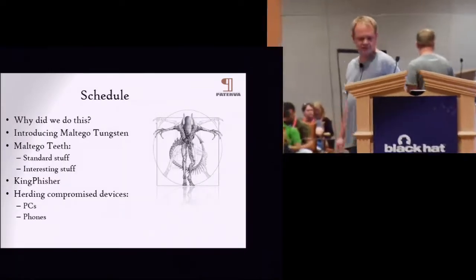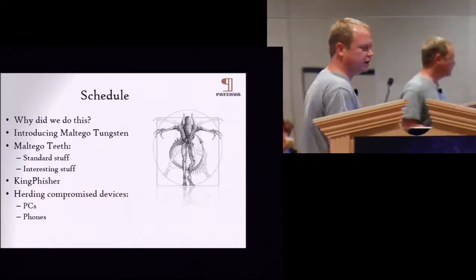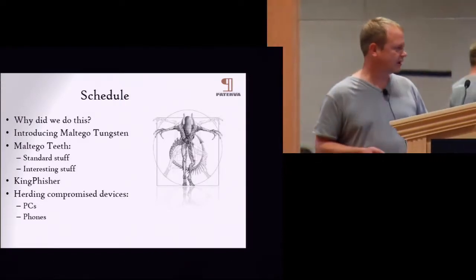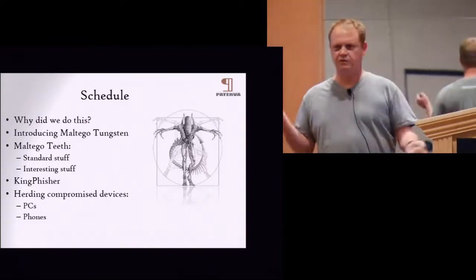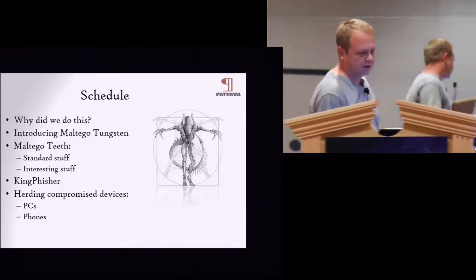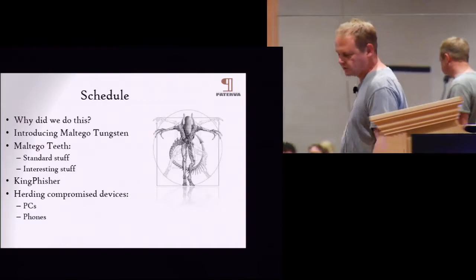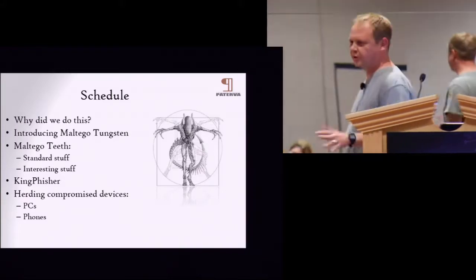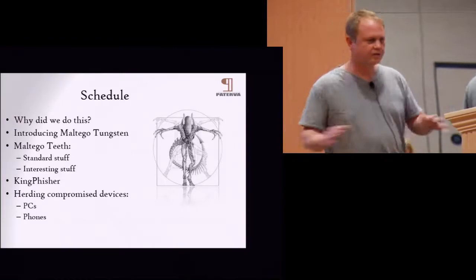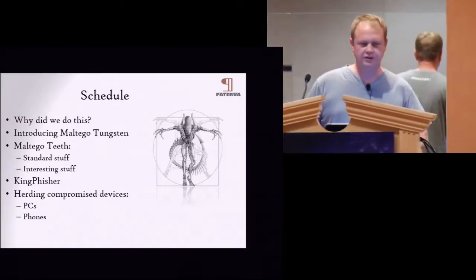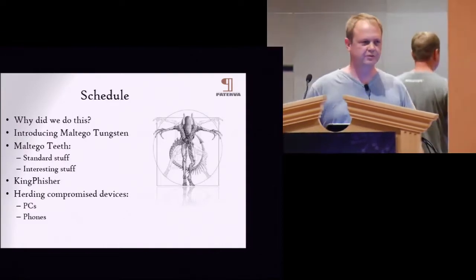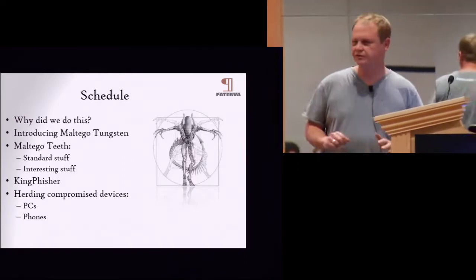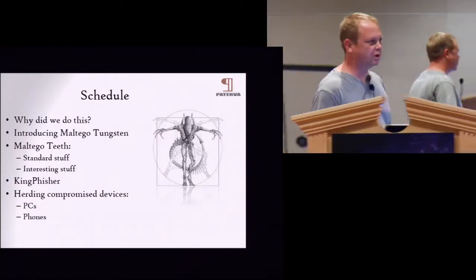Like I said, we've got a lot of stuff. This is the schedule that we're going to go through. I'm going to start off by explaining why we did what we did. We're then going to look at Maltego Tungsten, which went live from stage about 2 minutes ago. Then we're going to look at something that I call Maltego Teeth, which is just giving teeth to Maltego. We'll look at the standard stuff, and actually, I suspect we're just going to skip the standard stuff and go straight to the more interesting stuff. Then Andrew is going to take over. He's going to show you Kingfisher, which is something pretty cool that he's going to explain to you. And then if we have time at the end, we're going to look at how we're going to be herding compromised devices, which might be machines or it might be mobile devices.